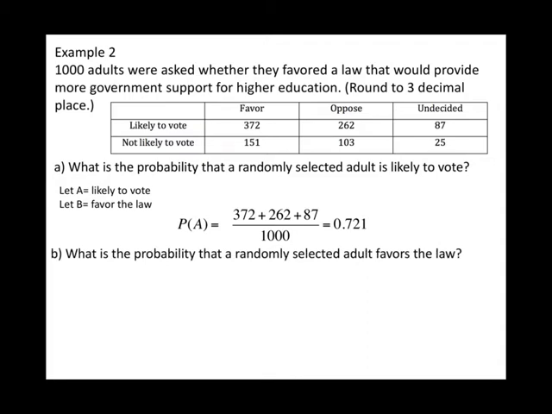Okay, B. What is the probability that a randomly selected adult favors the law? Favor the law, we let that be B, right? So first, write it down: probability of B, favor the law. How many people favor the law? You add up this column, right? And divide by the total outcome, which is 1,000.